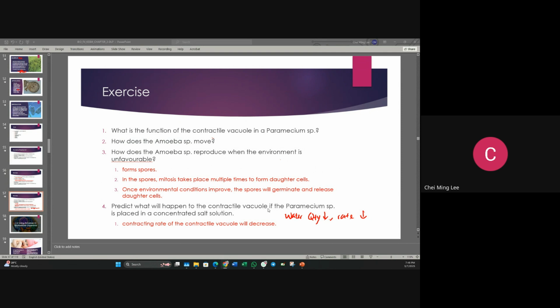What happens to the contractile vacuole if a paramecium is placed in a concentrated salt solution? The concentrated salt solution means that the concentration outside is very high, so there is less water, and the contracting rate will decrease. Why? Because the water quantity is lesser, so the rate will become lower. Less water goes into the paramecium because the solution is very concentrated. So it needs to wait for more time to fill the vacuole, then contract. Okay, just jot this down.